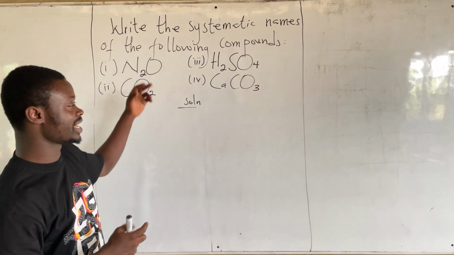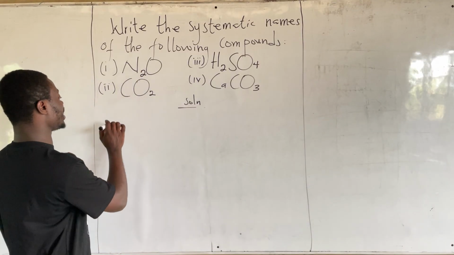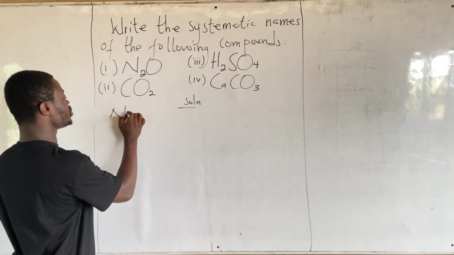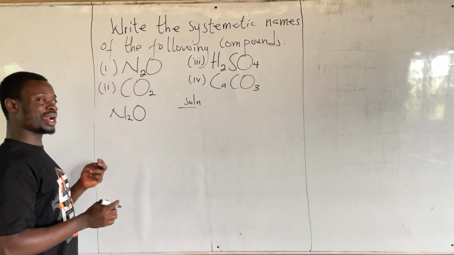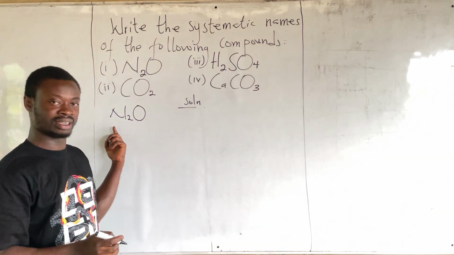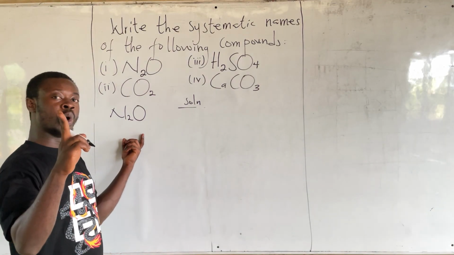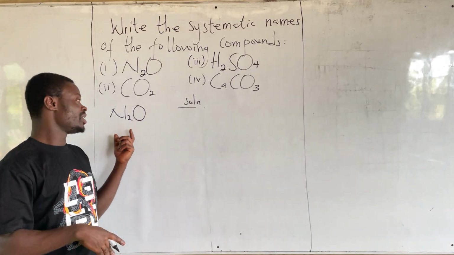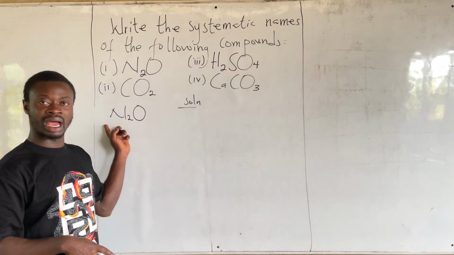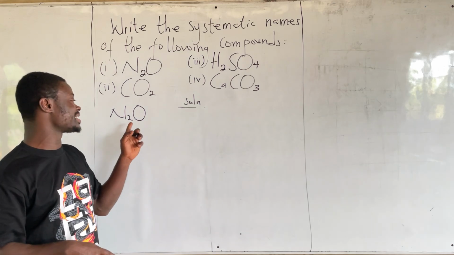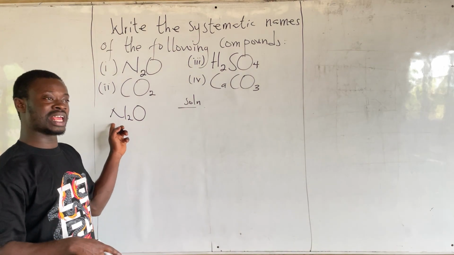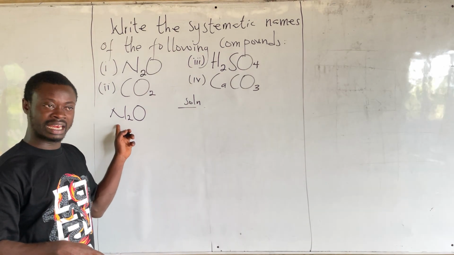So let's take the first example, which is H₂SO₄. Now, this is a binary compound, which means it contains only two different elements. First, you find the oxidation number of the first element. So the first element here is N. So let's find the oxidation number of the first element.